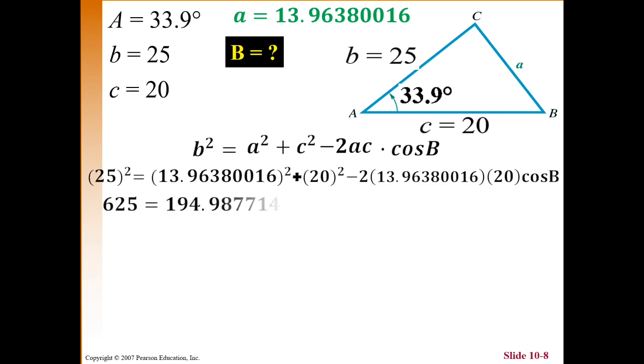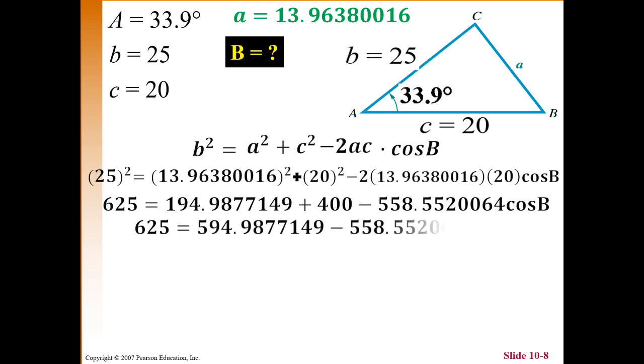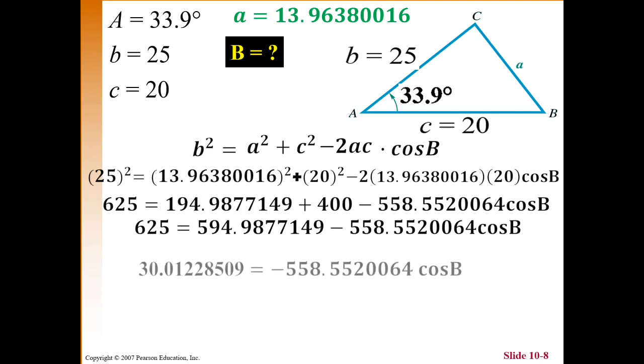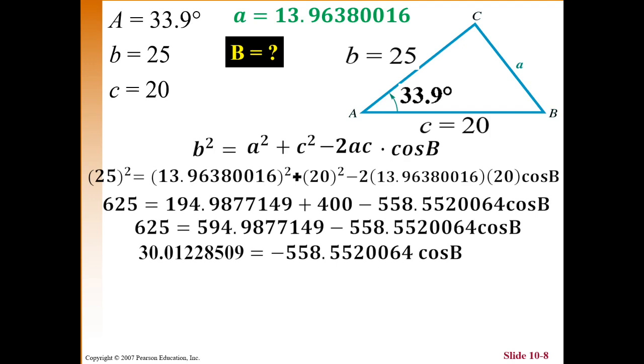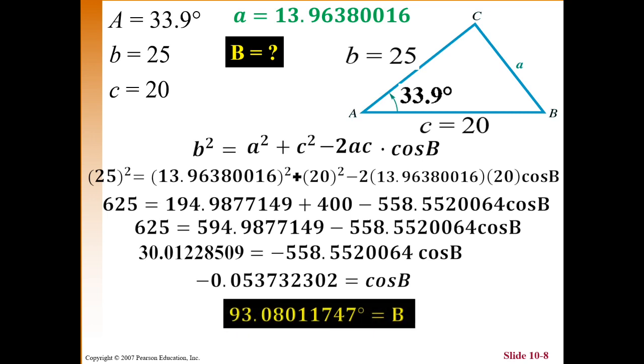Simplify. I can combine 194 with the 400. Now I'll begin to get cosine of B alone. So I'm going to subtract 594.9877149 from both sides. Then divide both sides by negative 558.5520064. Take the inverse cosine of both sides, making sure my calculator is in degree mode. And I find out that angle B is about 93.1 degrees.